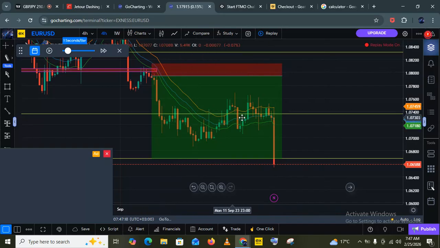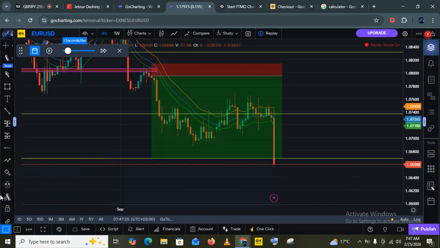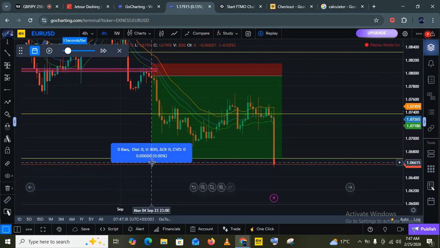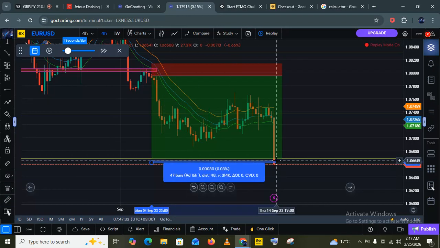Look at all these H4s. You would have waited. Let's measure that time so that you could actually see and have a sense of time. When you're backtesting, you really don't get a sense of time, but you need to actually measure and get how long you could have waited if you were to be in this position.